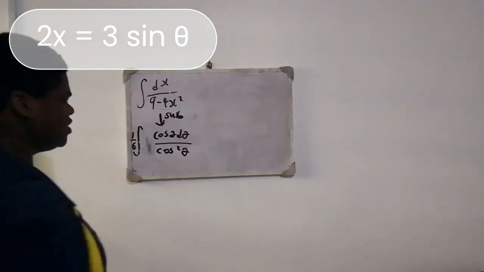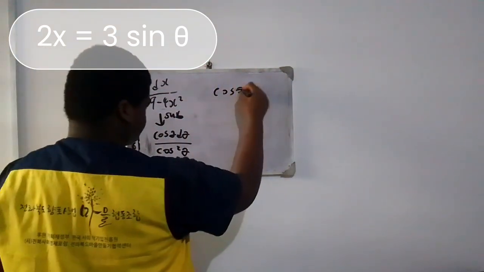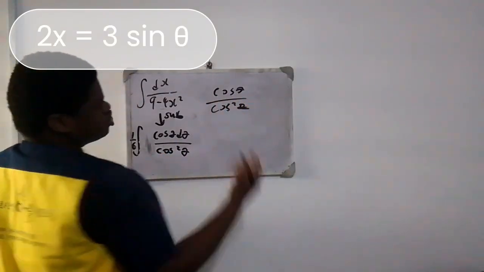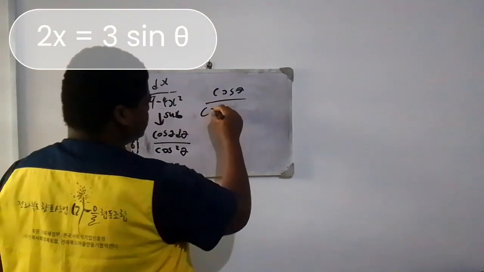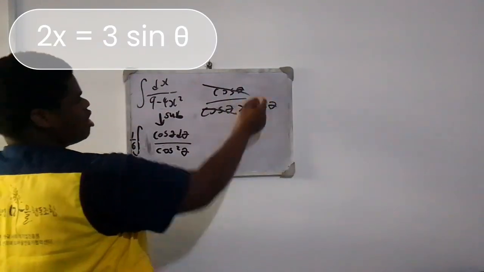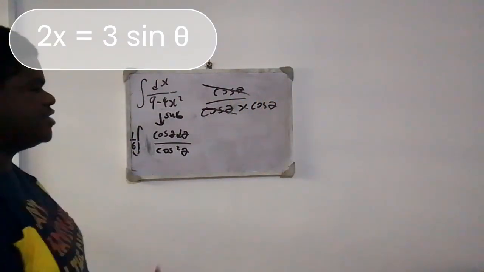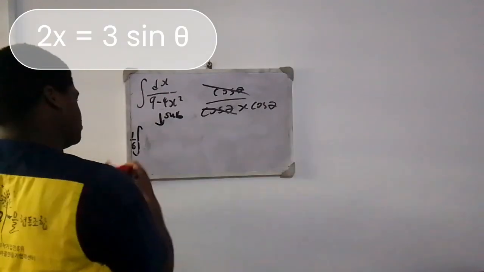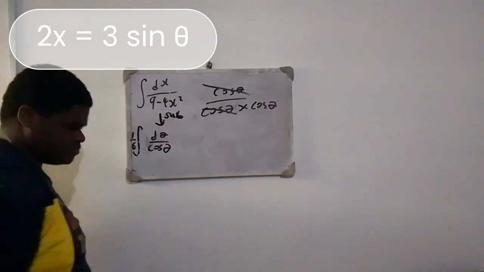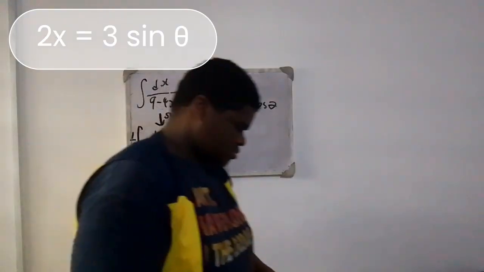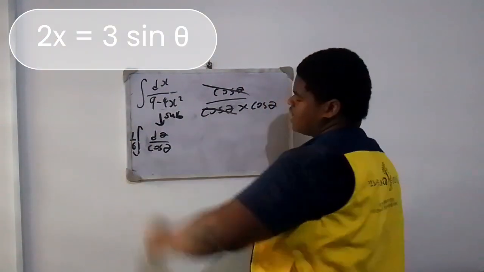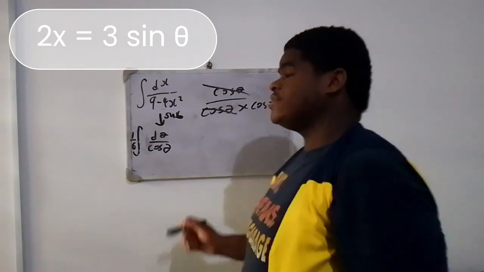The second thing you should notice is here you have cos theta and here you have cos squared theta. Now what is cos squared theta? Cos squared theta is simply just cos theta times cos theta. So 1 cos theta carries out 1 cos theta and we have 1 over cos theta. So here we have theta over cos theta. Now this is good. We have 1 over 6 times the integral of theta over cos theta.